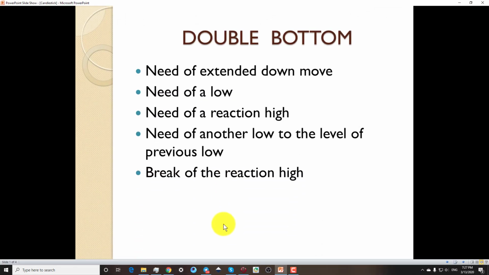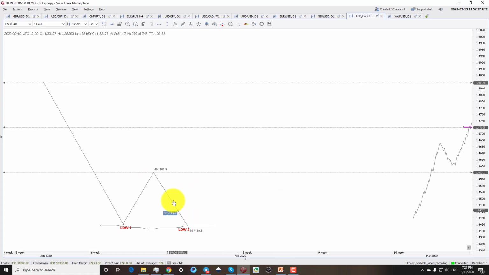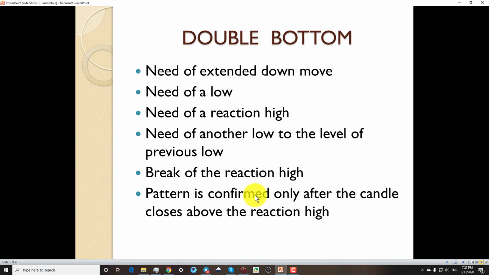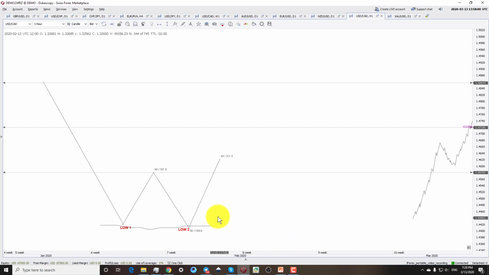After that we need to break the reaction high. The reaction high is here. A break means the price goes higher than this. From here the price must go higher than this, and at the last we need a confirmation candle, a candle which closes higher than the reaction high. So the pattern is confirmed only after the candle closes above the reaction high. I hope you got it. If the candle only touches this high, we don't enter a position, and the pattern is not confirmed. We are still in the formation of the pattern, but the pattern is confirmed only when the candle closes higher than this place.